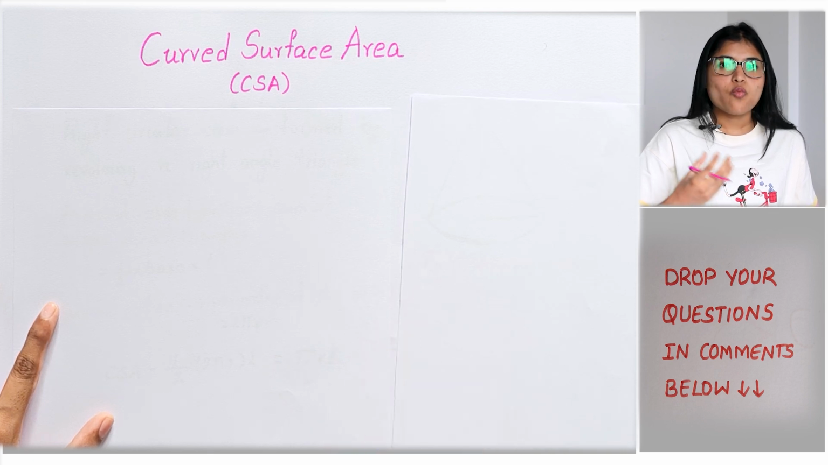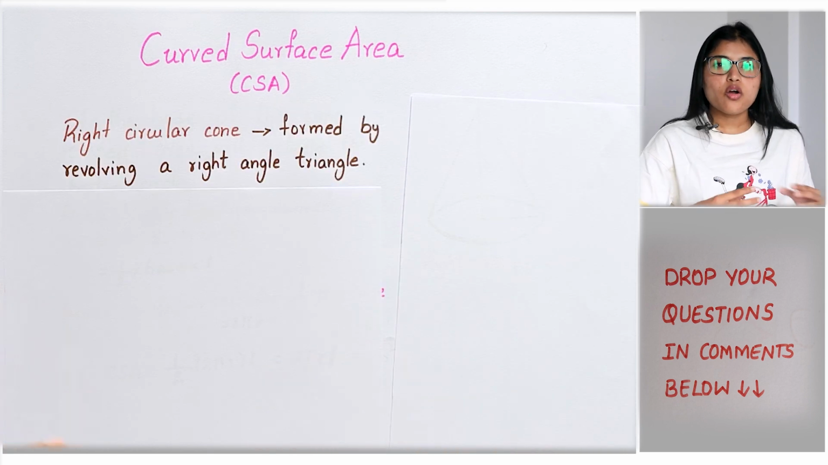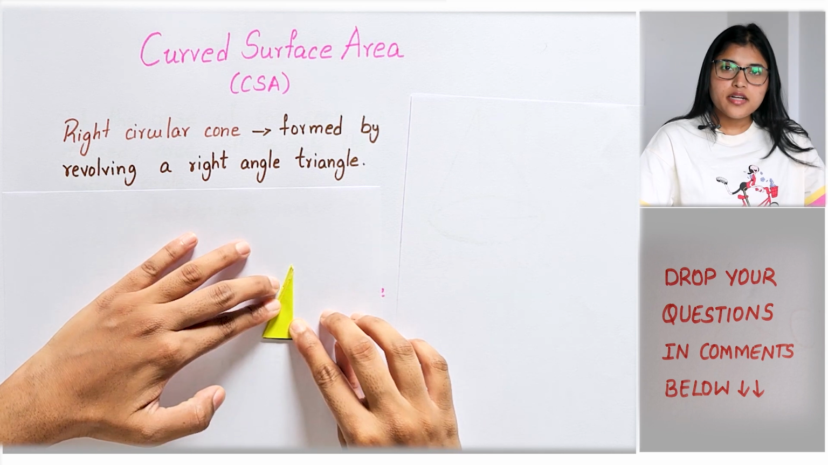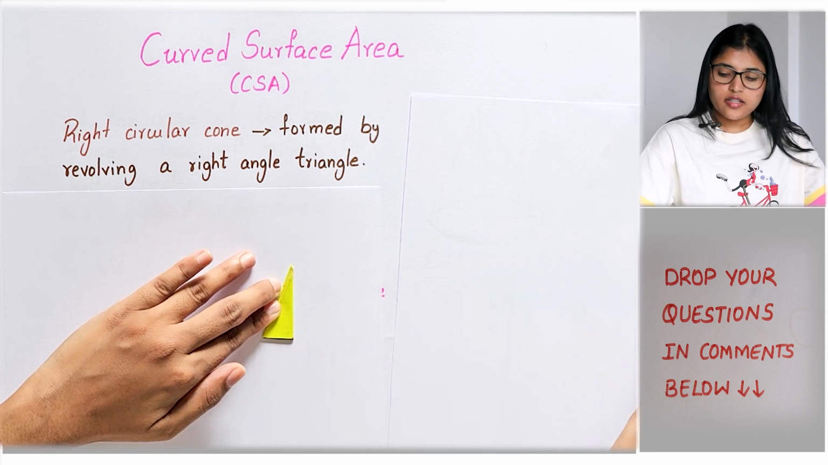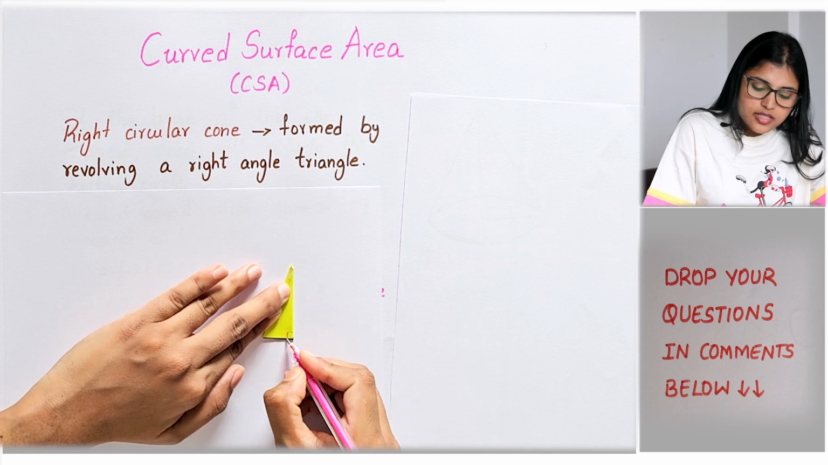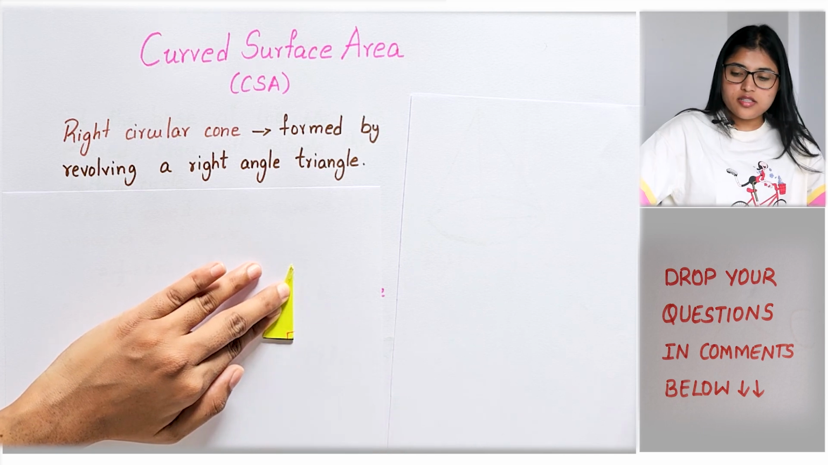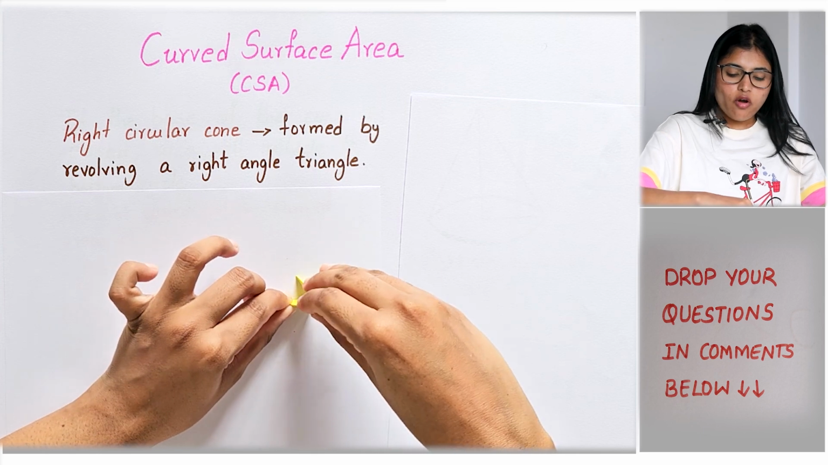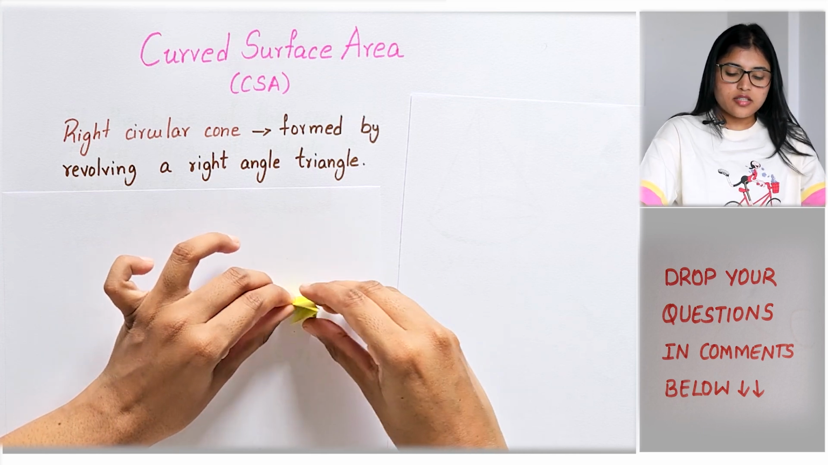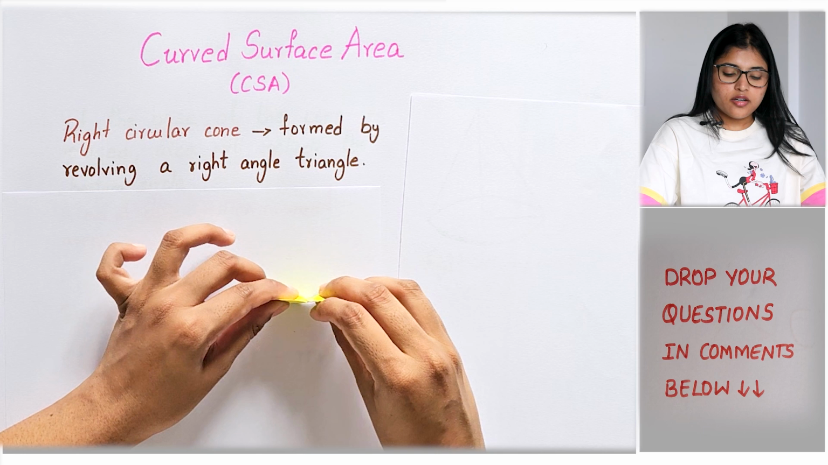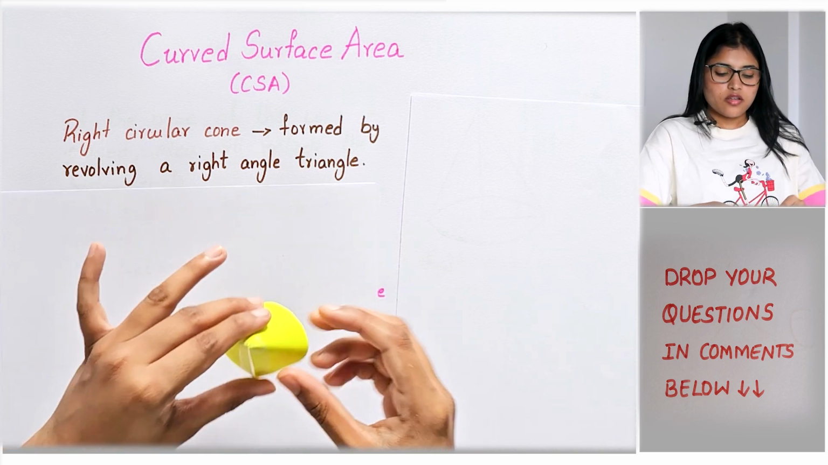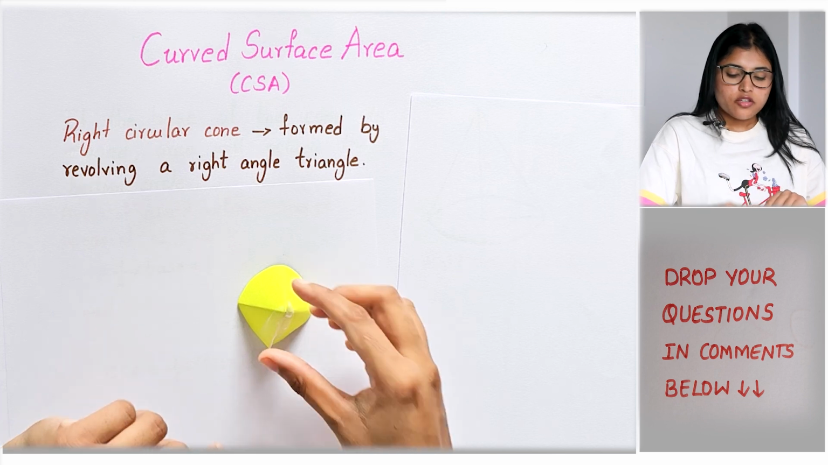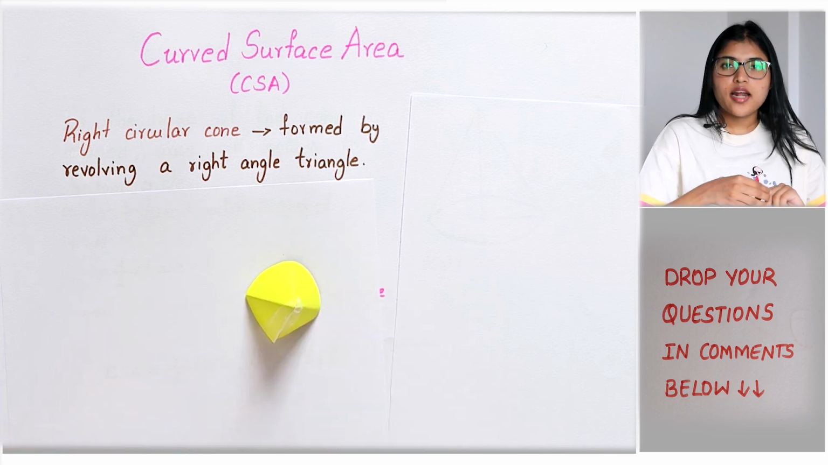Let's understand what is a right circular cone. So a cone that is formed by revolving a right angle triangle. To understand better, let's take a look at the triangle here. So here this is a right angle. This is at 90 degrees. Now if I were to take this right angle triangle and revolve it around its axis, then I would end up with a cone that looks like this, whose base is circular. So this kind of a cone is called a right circular cone.